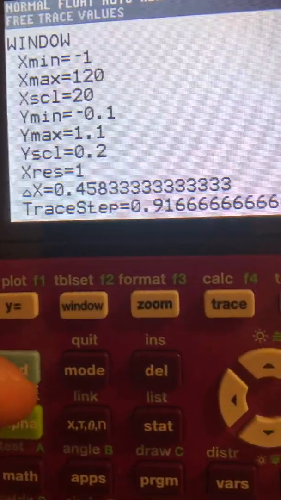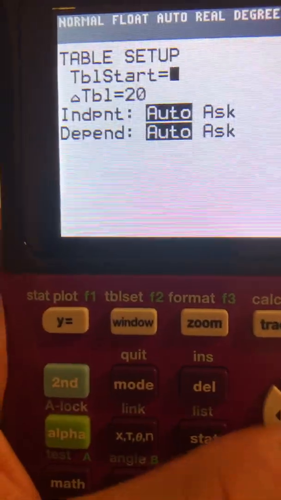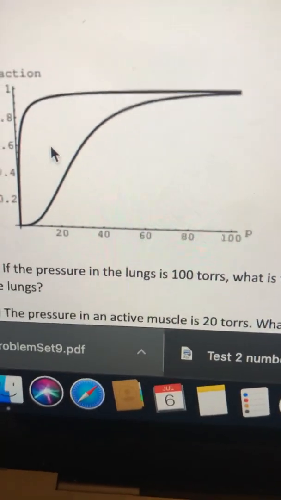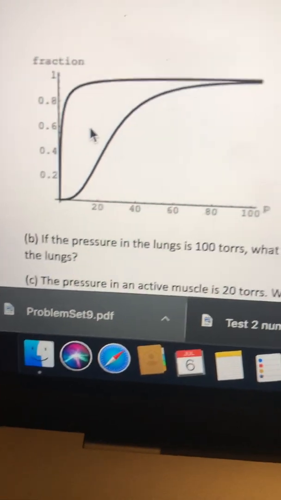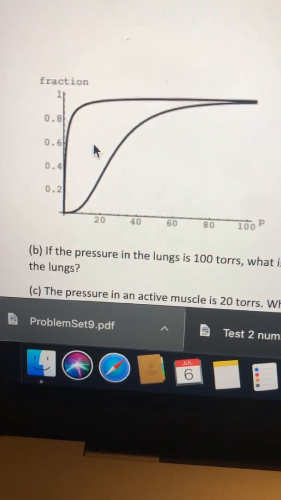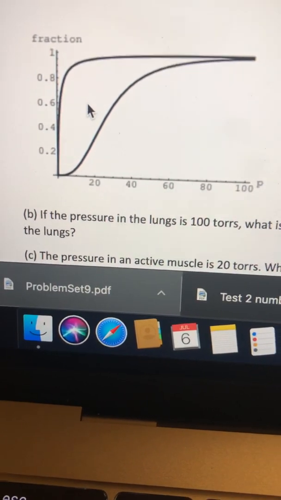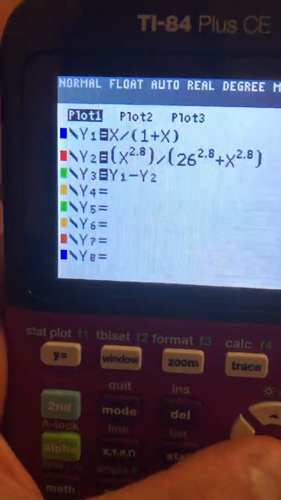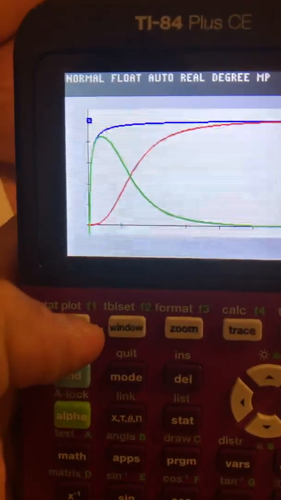But what is important is that you go to table set here, and this is for later on. I changed my intervals to 20 because, one, that's what the tick marks given at the bottom are, and two, because later on in the question it asks us to find H of P and M of P at values like 20, 60, and 40, 100, etc. So come over to the calculator, press y equals, plug in our formulas, and press graph, and you can see here's our three graphs.